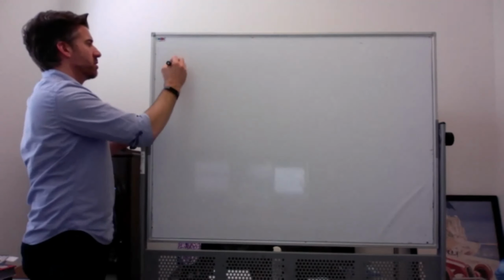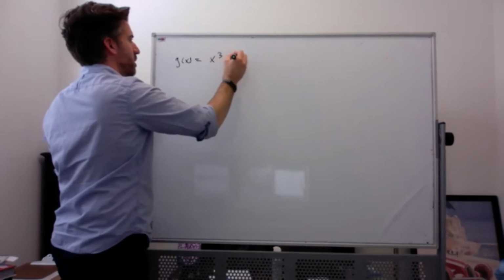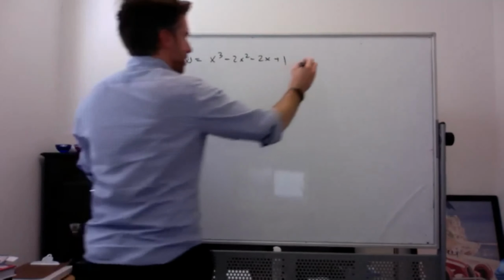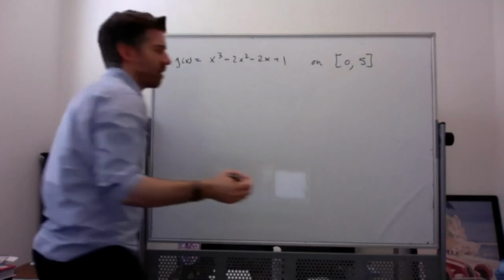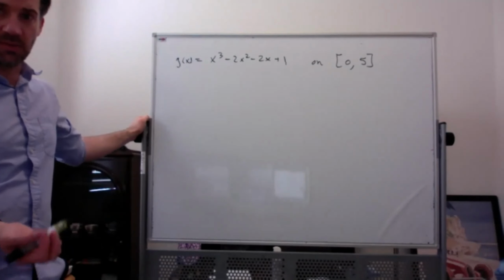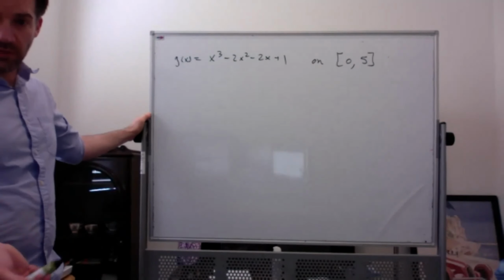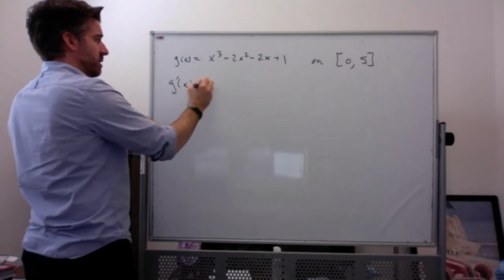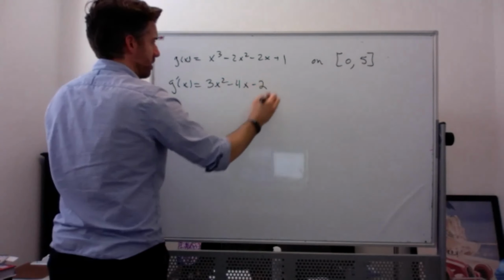Okay. Let's say we have the function g of x equal to x cubed minus 2x squared minus 2x plus 1, on the interval from, let's say, 0 to, let's go with 5. That doesn't seem too awful. And again, I want to find the absolute maximum and the absolute minimum on this interval. So first things first, we're going to take the derivative and set it equal to 0 to find the critical points. So g prime of x is 3x squared minus 4x minus 2.